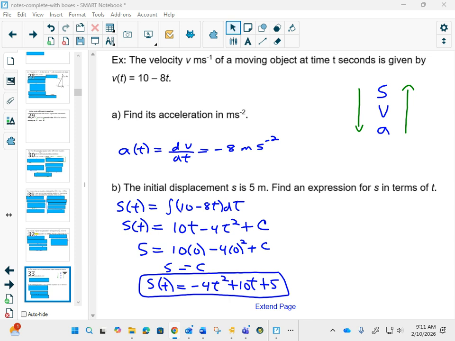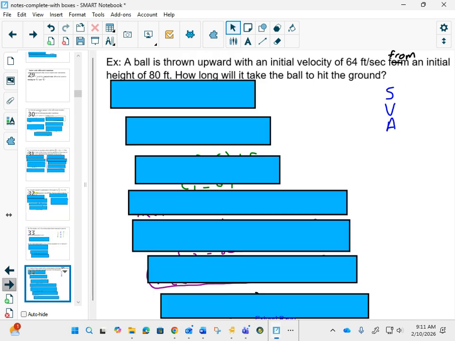So some of you have taken physics and you've developed a lot of formulas that you're able to use, and that's great. One of the things that we can do in calculus is say, instead of using all of those formulas, can we just use the idea of calculus to figure out some ideas? And that's sort of what happens in this next question. A ball is thrown upward with initial velocity of 64 feet per second from an initial height of 80 feet. How long will it take the ball to hit the ground?